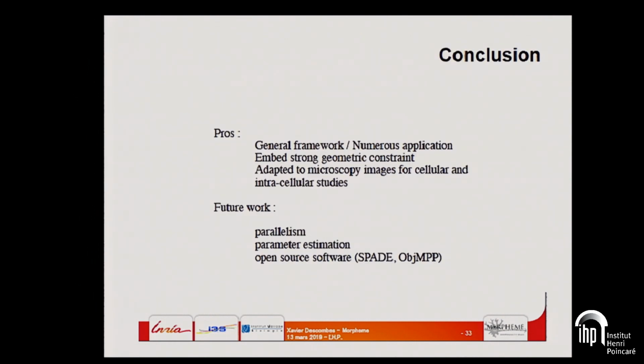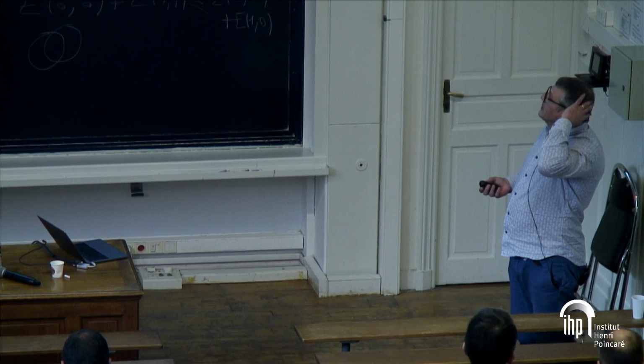Okay, so the main conclusion is that it's quite a general framework to take advantage of a geometric model, but also to keep the advantage of a probabilistic model for modeling variability and interaction between objects.